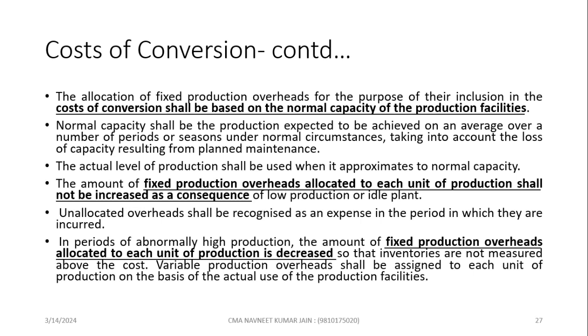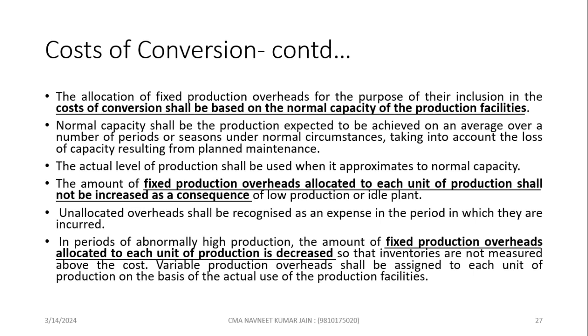Normal capacity shall be the production expected to be achieved on an average over a number of periods or seasons under normal circumstances, taking into account the loss of capacity resulting from planned maintenance. So this is what we do generally: whatever capacity we consider as normal is a capacity which a company is expected to achieve over a number of periods, usually 3 to 4 or 5 years, or over seasons in case of a seasonal industry, under normal circumstances. Normal circumstances means that nothing abnormal has happened during that period. For example, no floods, no natural calamities, no major breakdowns, no unexpected closures like Corona recently. These are the abnormal situations.